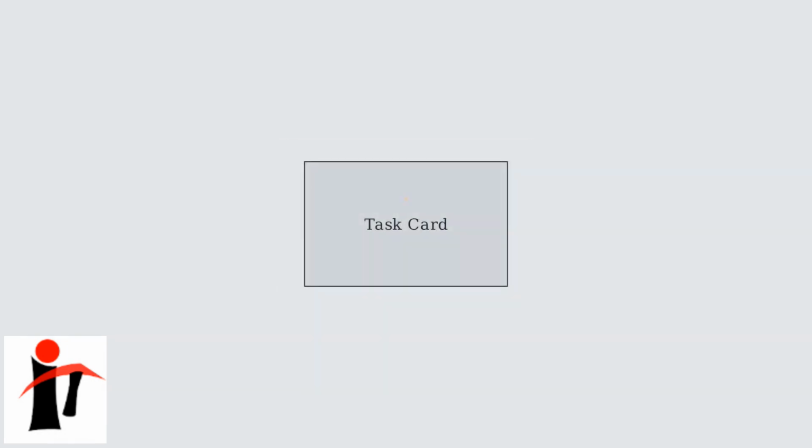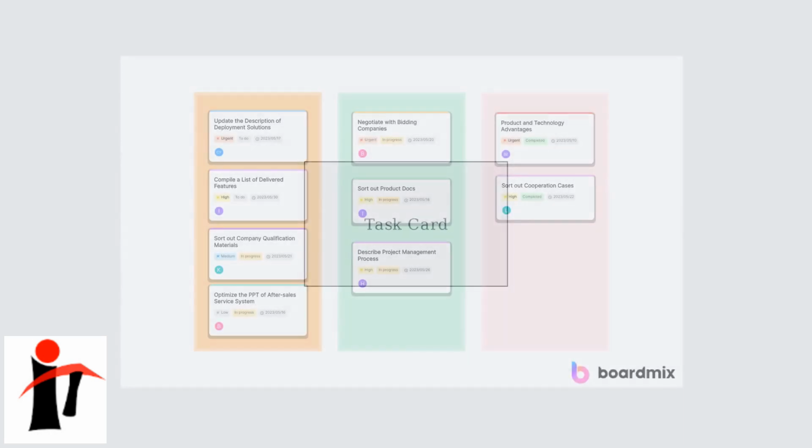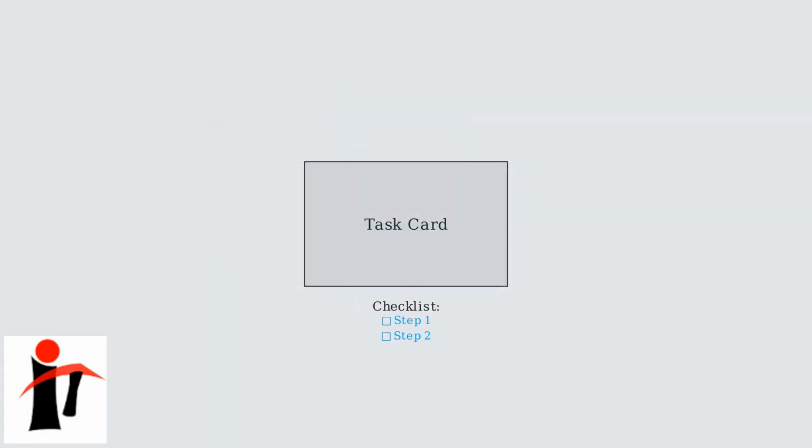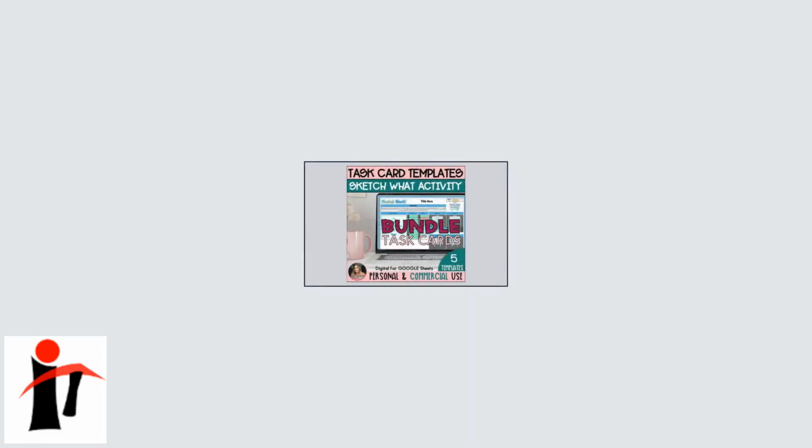Here you can add descriptions to provide context and details about the task. Add due dates to set deadlines and ensure timely completion. Use labels to categorize tasks by priority or type, making organization clearer. Create checklists to break down tasks into manageable steps. Attach files up to 10 megabytes per file on the free plan to include relevant documents.